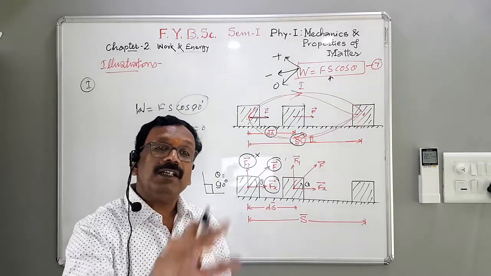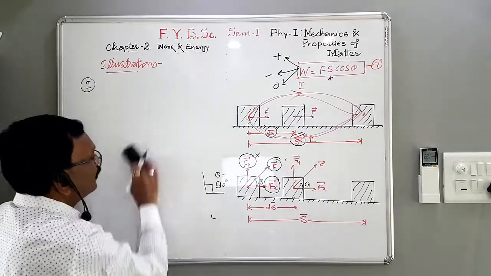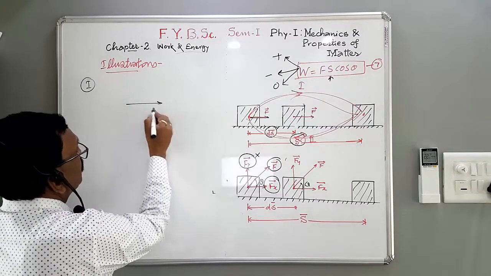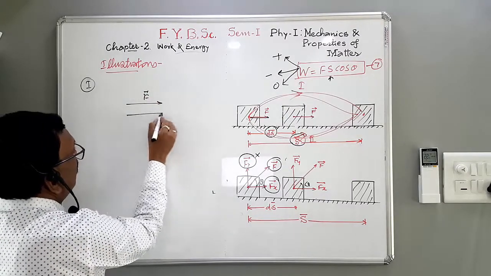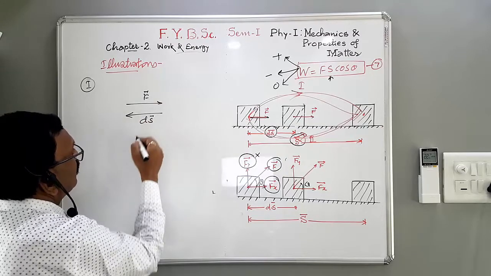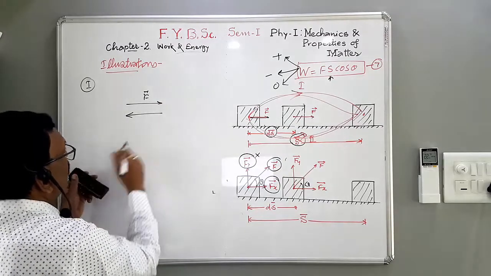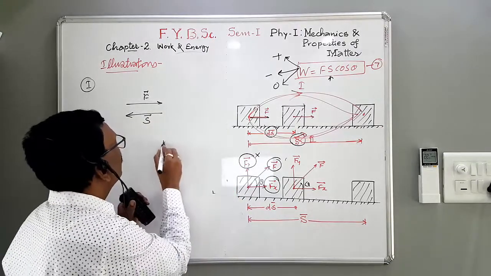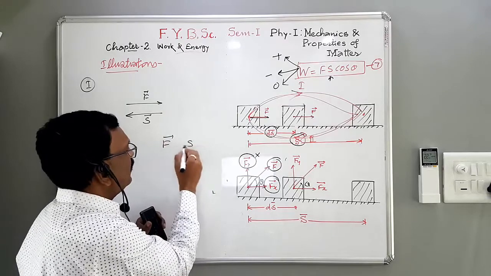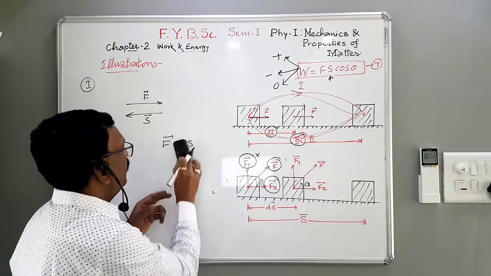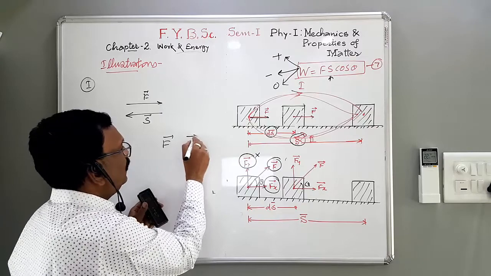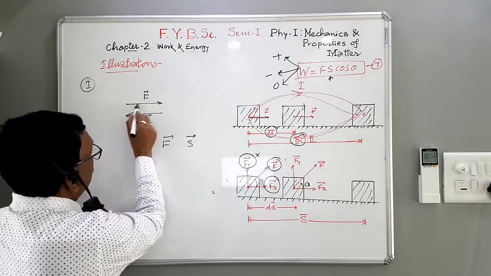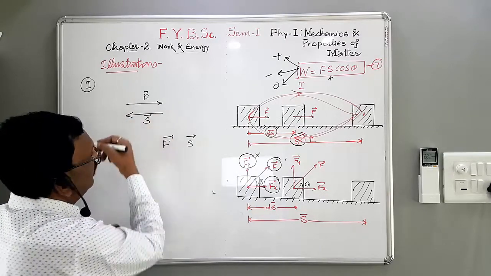Okay, now third illustration. Suppose this is the direction of force and this is the direction of displacement. Let's be short: here vector F and vector S are opposite to each other. The force acts in one direction, and the body is displaced in the opposite direction.